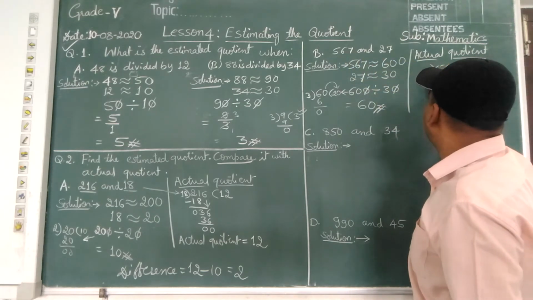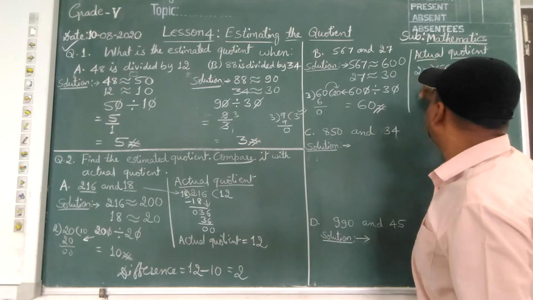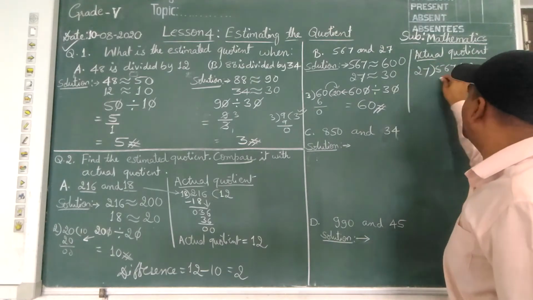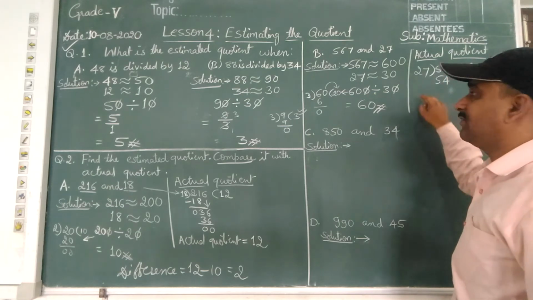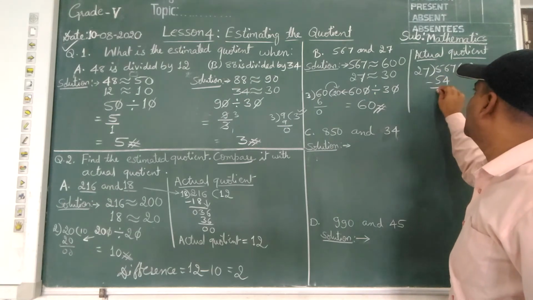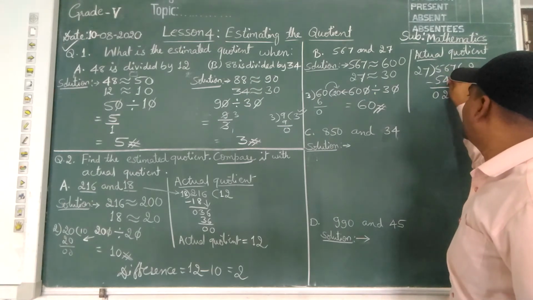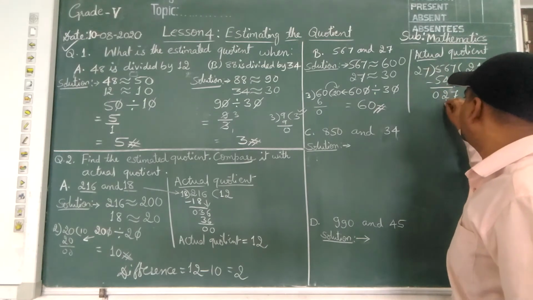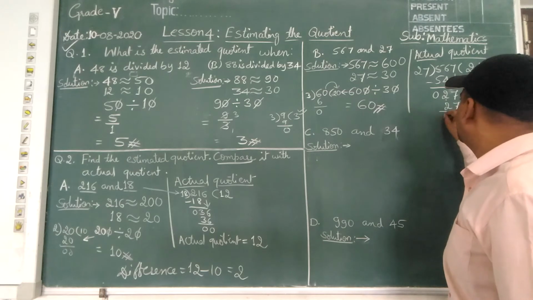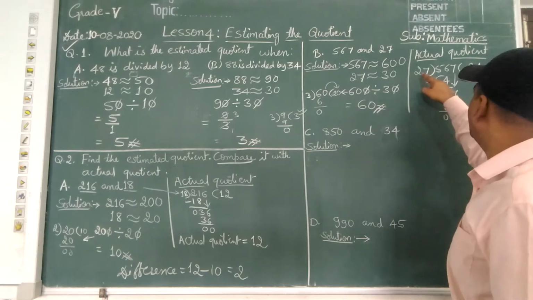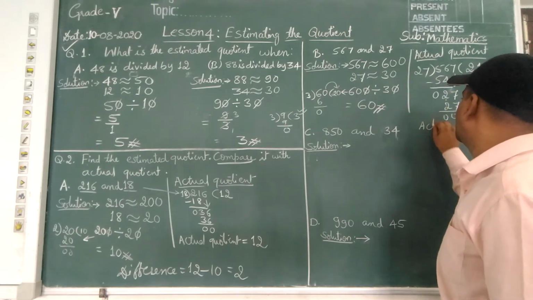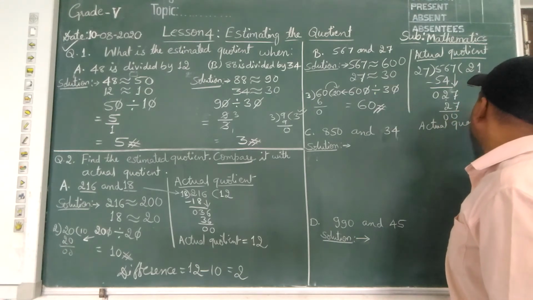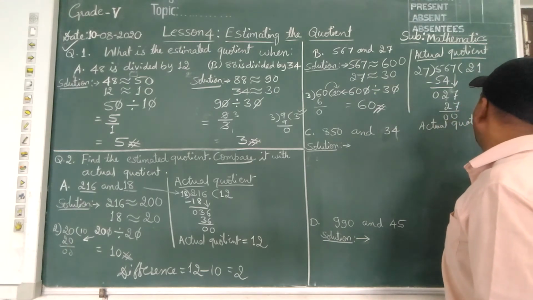567 divided by 27. 27 twos are 54. 6 minus 4, 2. Take this 7. 27 ones are 27. So actual quotient, how much did I get? Actual quotient is 21.